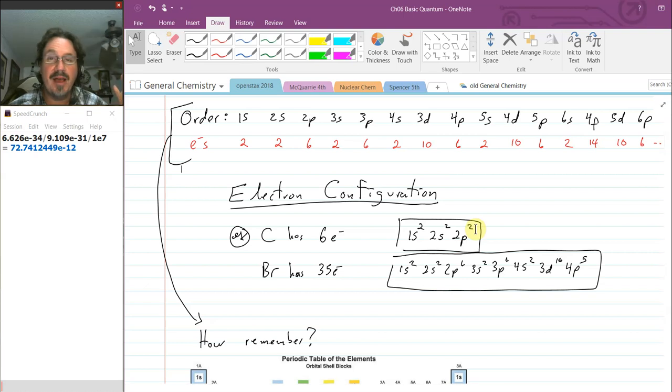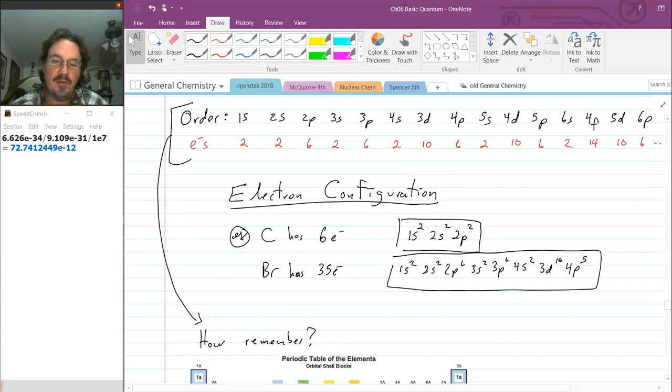2p6. 6 is the maximum number that a p could hold, right? Because you have the 3 different orientations, 2 per, and so that's a grand total of 6. That's what I was thinking about. But for carbon, no, 1 orbital here, 1 orbital here, 2 electrons per, and so that's a grand total of 6 electrons. That's what carbon has.